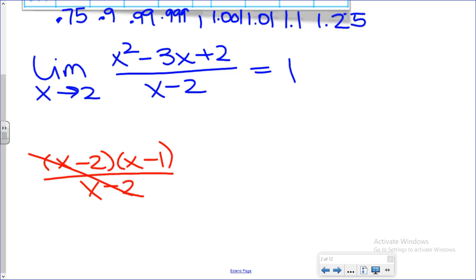So what happens is those factors cancel out, and we're left with the linear equation x minus 1. But what feature does our graph have? It has a hole where? At x equals 2. So the line x minus 1, we have a y-intercept of -1 and then a slope of 1. But when we get to x is 2, we have a hole.